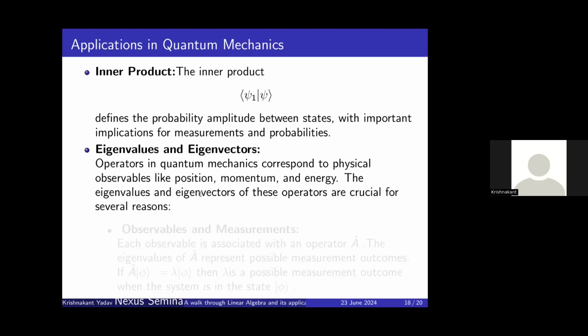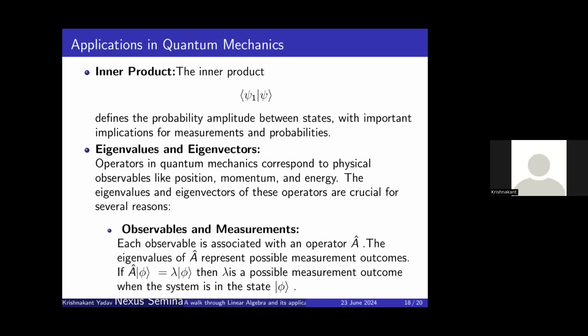If we look at this, we will see that an observable is associated with an operator A hat. The eigenvalues of A hat represent the possible measurement outcomes. So A hat psi equals lambda psi, and lambda is a possible measurement outcome when the system is in the state psi.